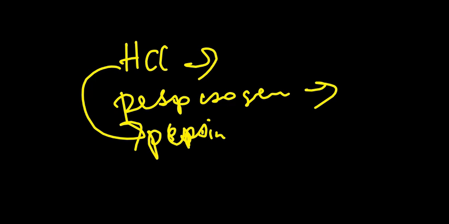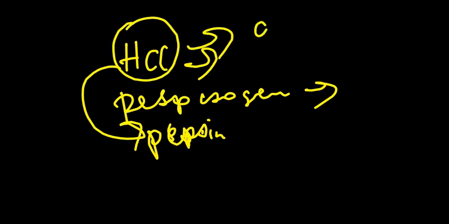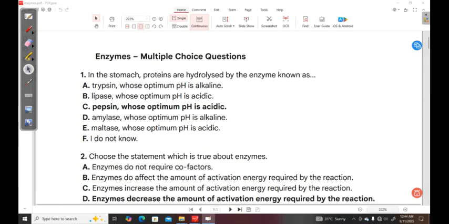Now you notice that HCl is an acid, therefore the environment in the stomach is actually acidic. So the optimum pH is acidic.